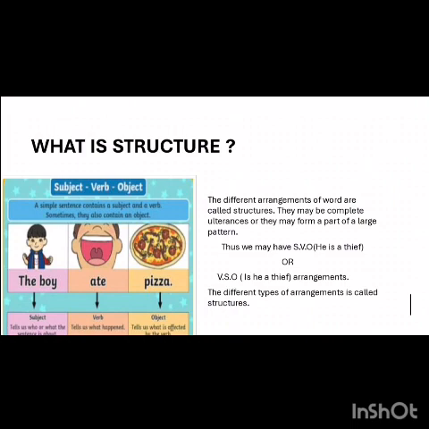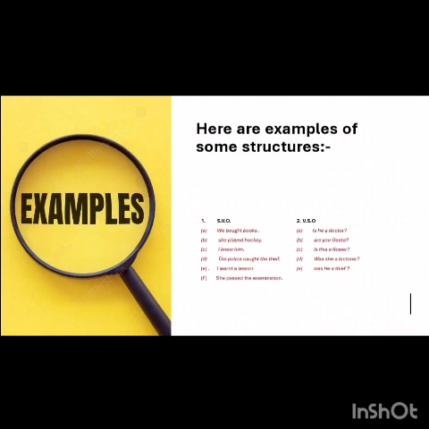Here I have given one example, in subject, verb and object form, like he is a thief. And then next I have also arranged the verb in first form, like the verb came first, then the subject, and then the object. Like is he a thief? The different types of arrangement are called structures. So here are some examples of some structures.